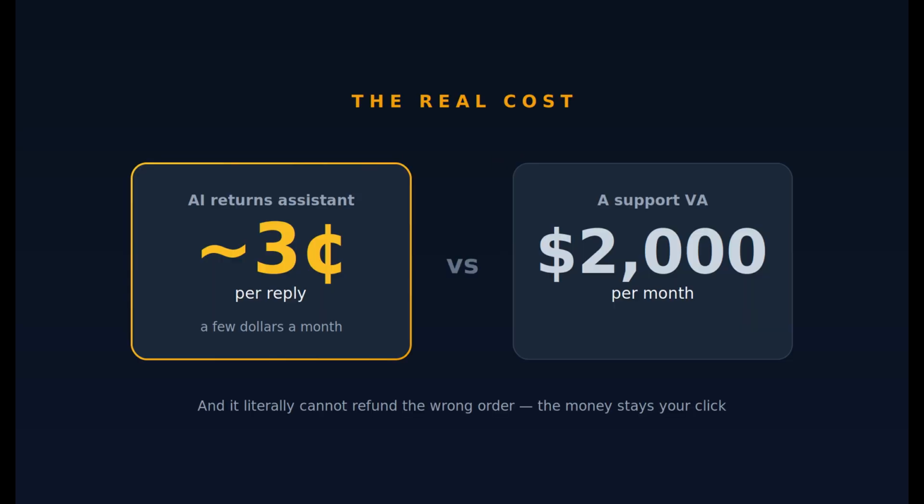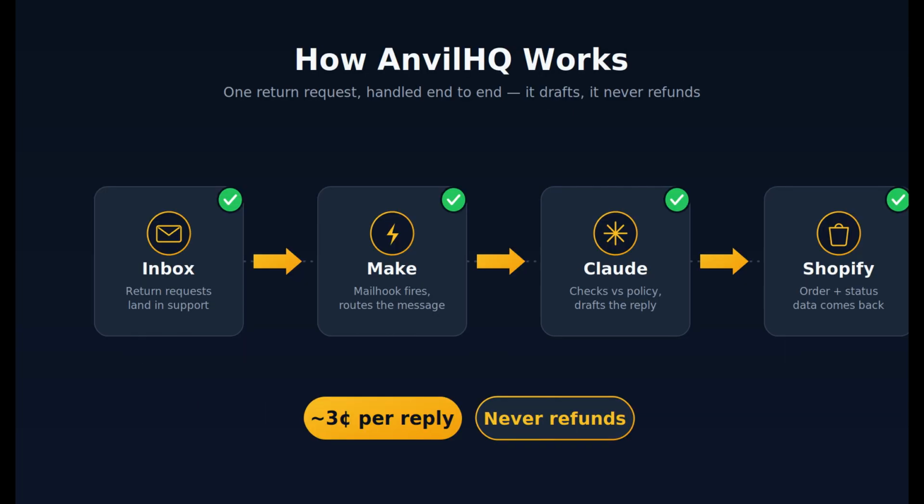Let's talk numbers because they're a little silly. The AI to read a return and draft a reply costs around 3 cents. Compare that to the usual answer, a support VA at somewhere near $2,000 a month. On a small store, pennies per reply wins every time. And the AI has one feature no VA does. It literally cannot refund the wrong order because we never gave it the ability to. Cheaper and safer.